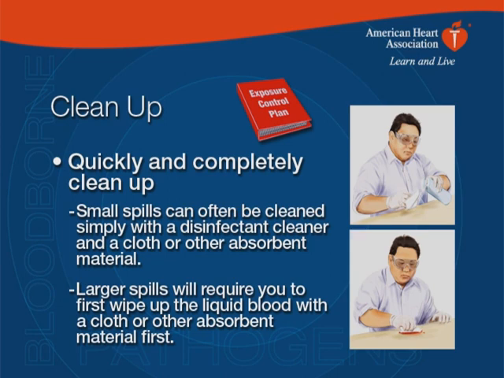Your employer's exposure control plan has specific details on how to clean up. Small spills can often be cleaned simply with a disinfectant cleaner and a cloth or other absorbent material. Larger spills will require you to first wipe up the liquid blood with a cloth or other absorbent material. Once the liquid blood is removed from the surface, a disinfectant cleaner can be used to clean the surface. If the surface is disposable, you may dispose of it rather than disinfect it. Follow your employer's exposure control plan.